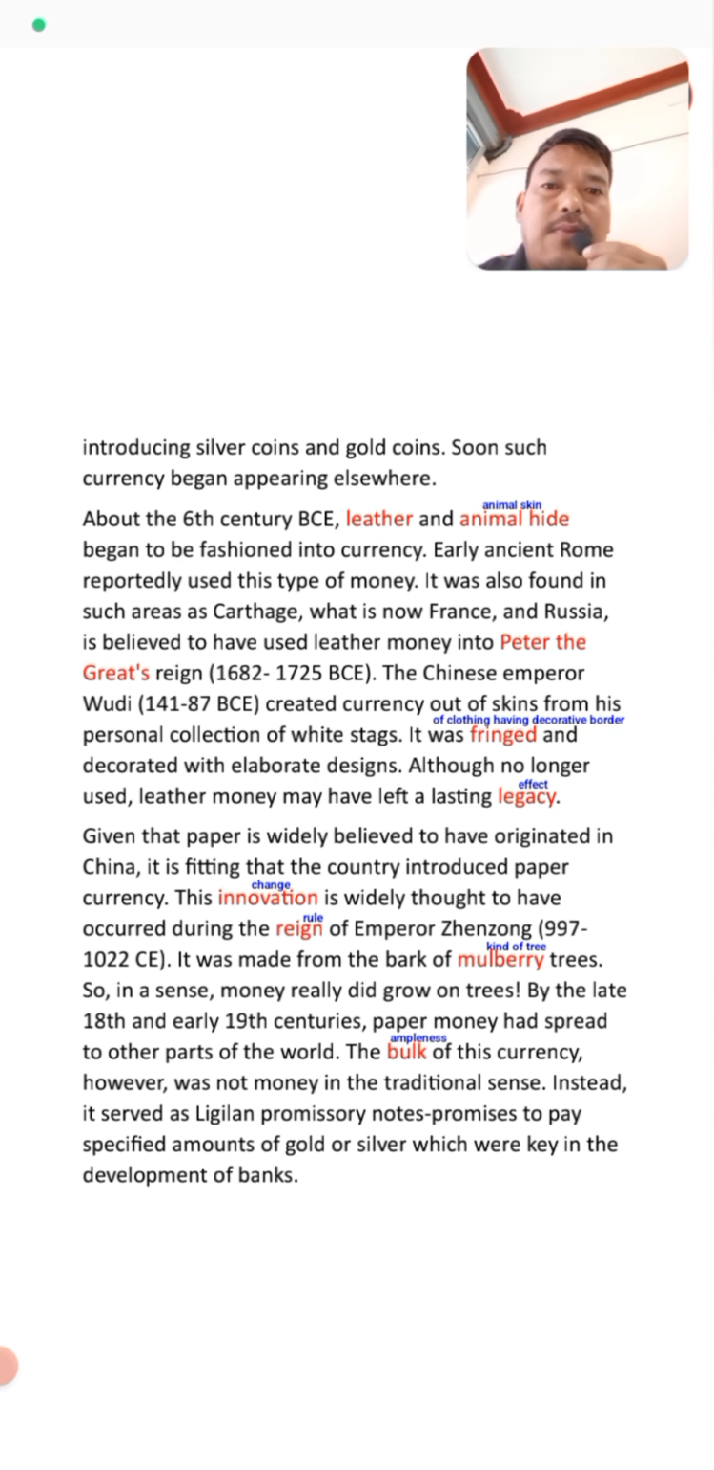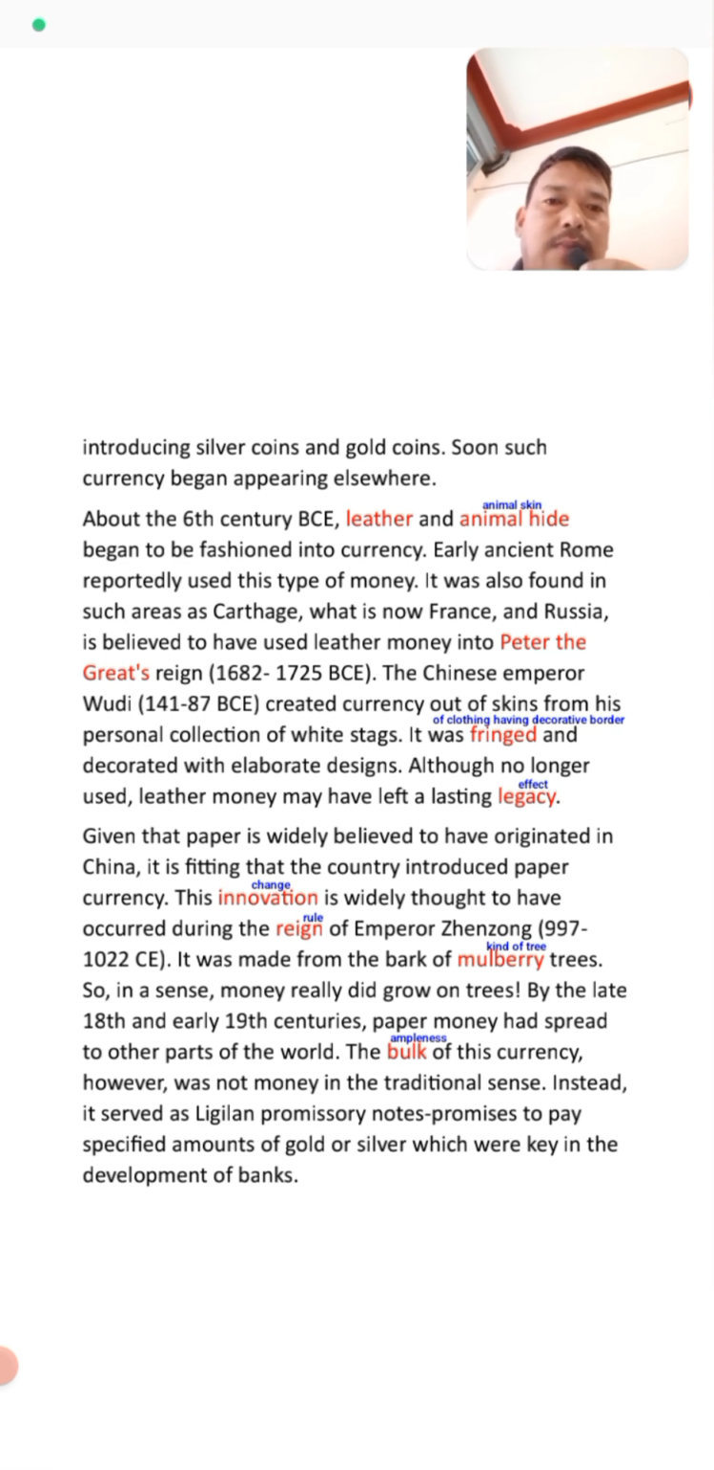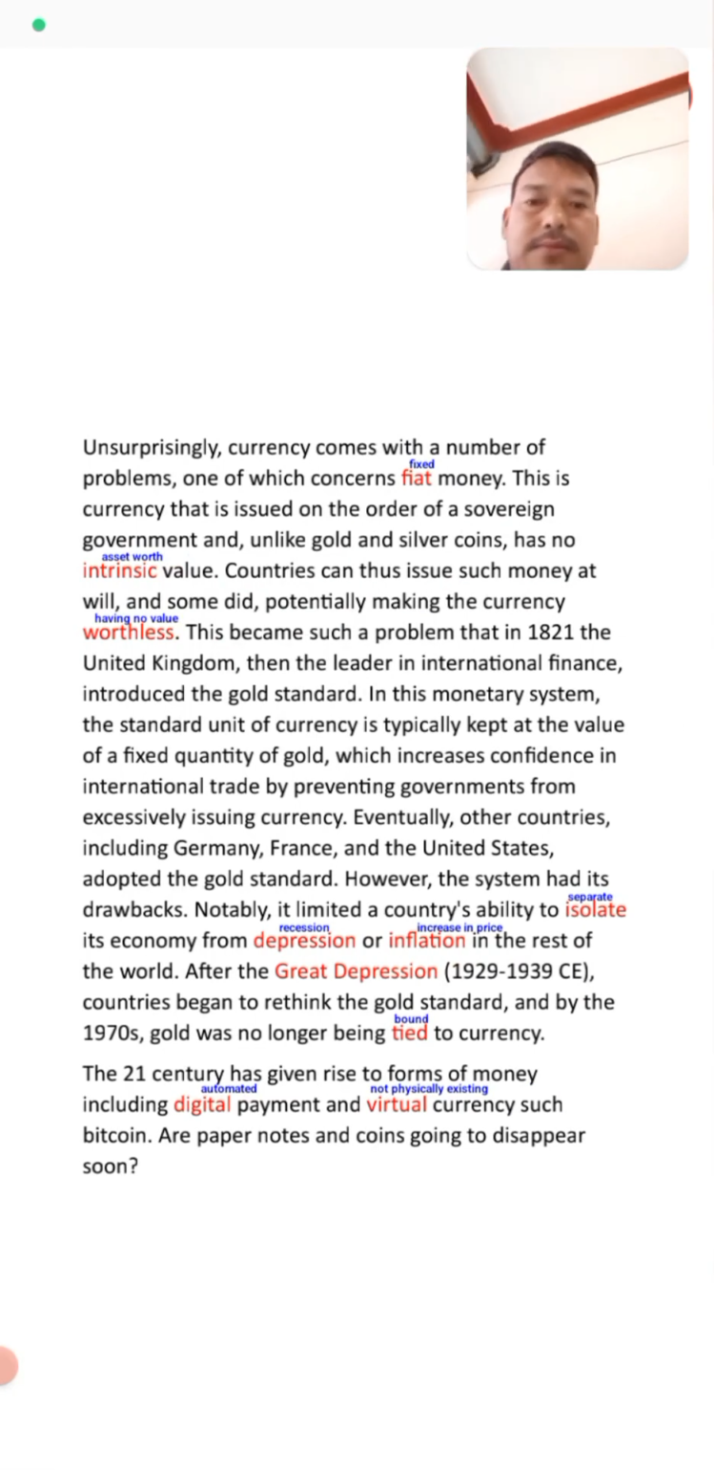Students, in this paragraph, we have talked about the invention of banknotes. The first banknote was invented in China, believed to be during the time of the Chinese emperor, and it was derived from the tree skin also. Then later it became popular, and different countries started using this paper note. This is what we have talked about in this paragraph, the history of the paper note. Let's move to the next paragraph.